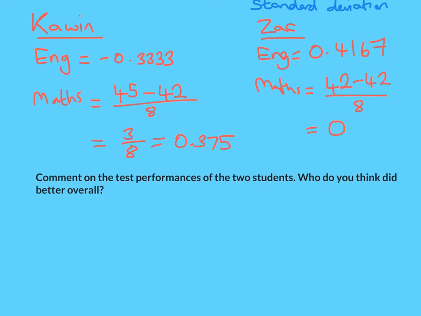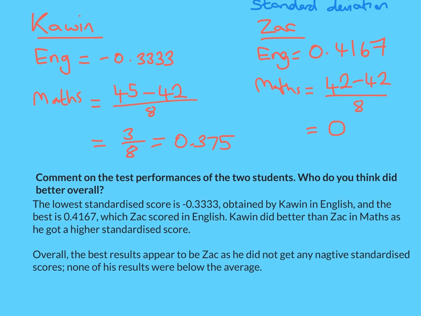So I'm going to write that down in a sentence basically saying who got the lowest and the highest, comparing how they did in English and comparing how they did in maths, and then I'll draw a conclusion. So what I've said is the lowest standardised score is this negative one obtained by Carwyn in English, and the best is 0.4167, which Zach did in English, but I've also said that Carwyn did better than Zach in maths because he got a higher standardised score, and overall Zach seems to be better as he didn't get any negative standardised score, and none of his results were below the average.